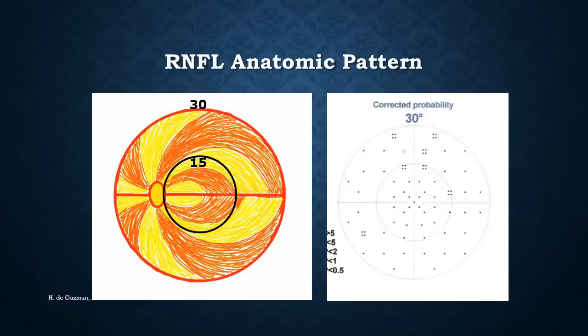We have to keep the RNFL anatomic pattern in mind whenever we are interpreting visual field results. This is a schematic diagram of the RNFL, and this is the area responsible for the central 30 degrees of the visual field, and this is the area responsible for the central 15 degrees of visual field. Conveniently for us, the Octopus also has its circles at the same points. Unfortunately, the Humphrey does not. So this is 30 degrees and this is 15 degrees.